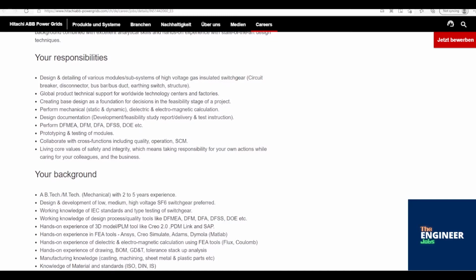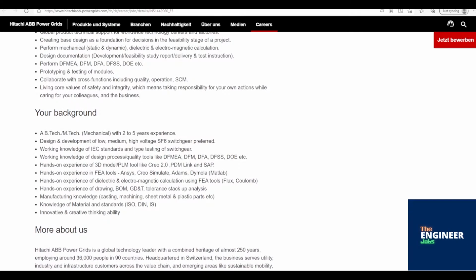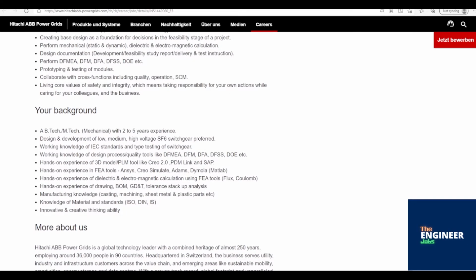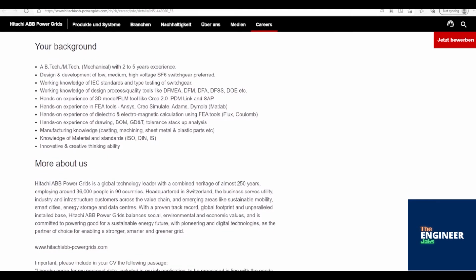Design documentation, development/feasibility study report/delivery and test instruction. Perform FMEA, DFM, DFA, DFSS, DOE etc. Prototyping and testing of modules. Collaborate with cross functions including quality, operation, SCM.